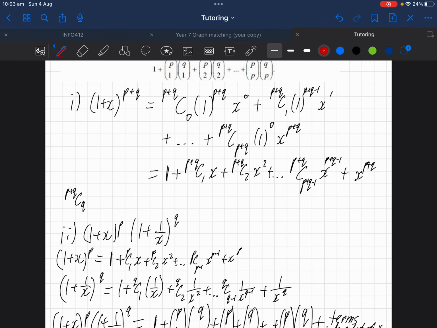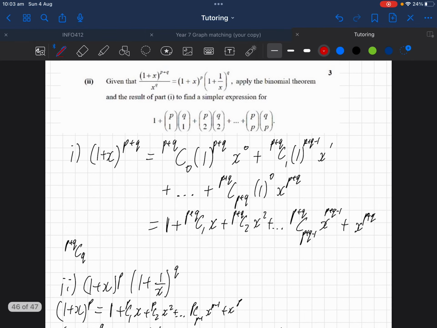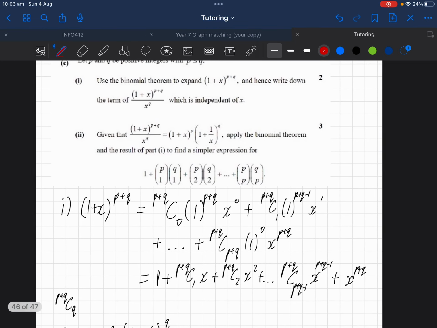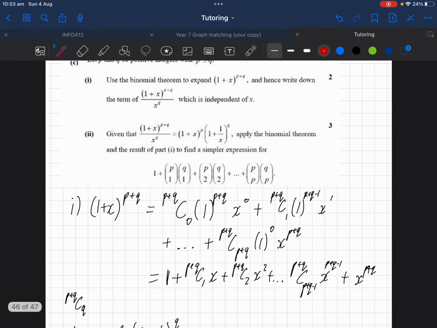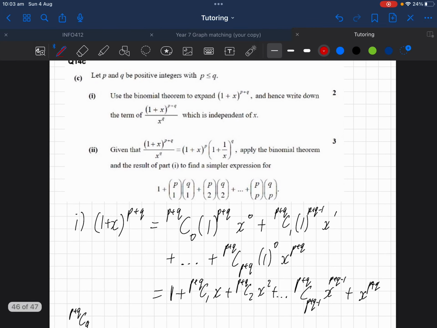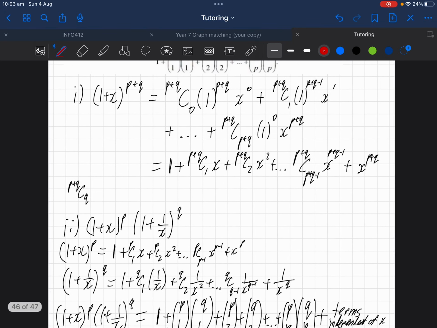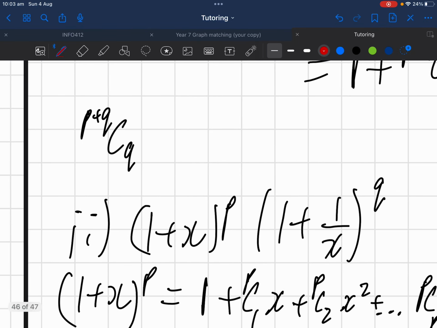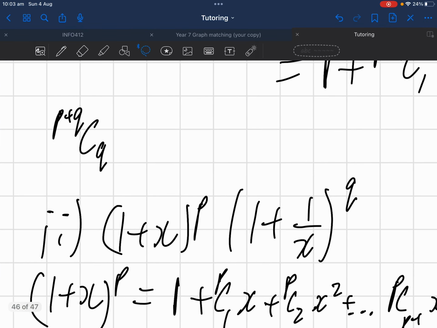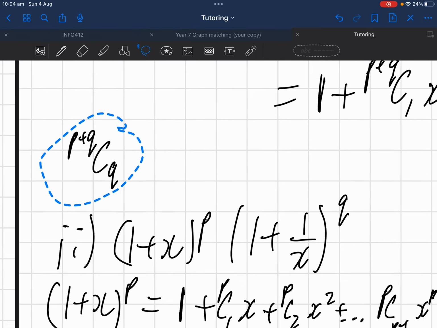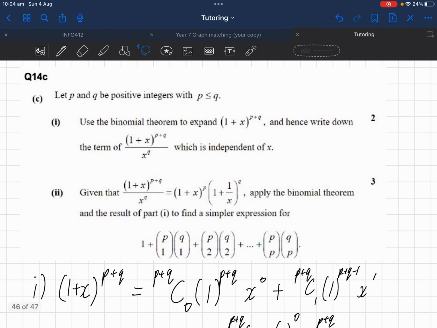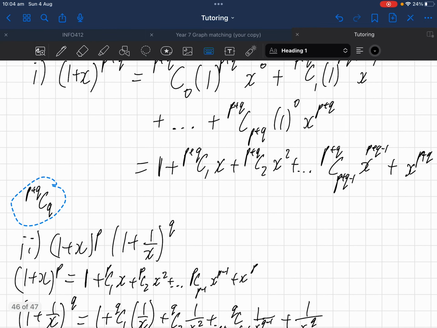All right, then the second bit. The second bit is going to need to use the first part. So these things are connected. Notice that in the first part we found the constant term of that expression. We sort of ignored all the other terms, right? It was this whole thing.